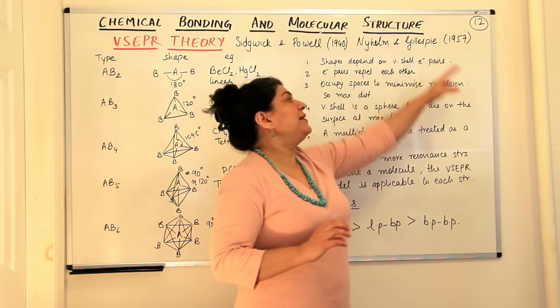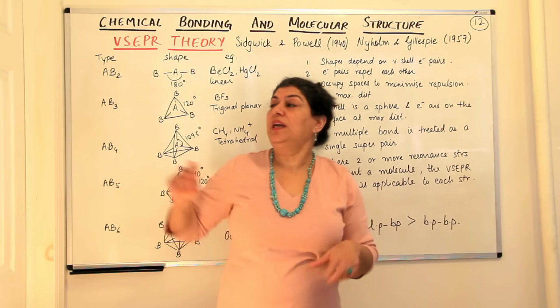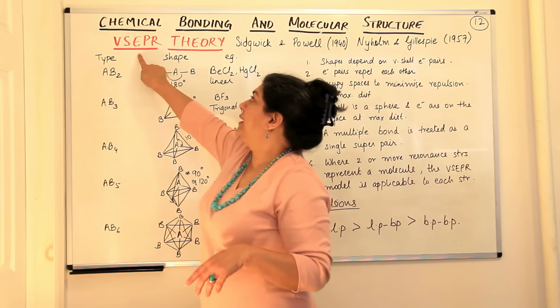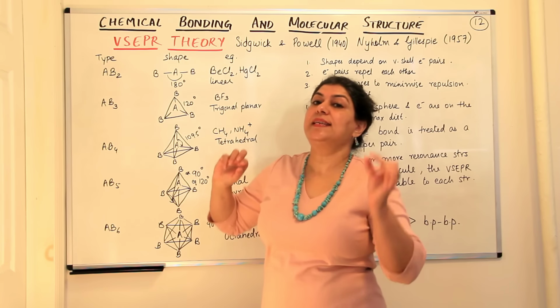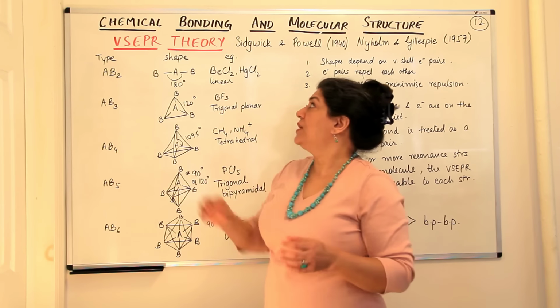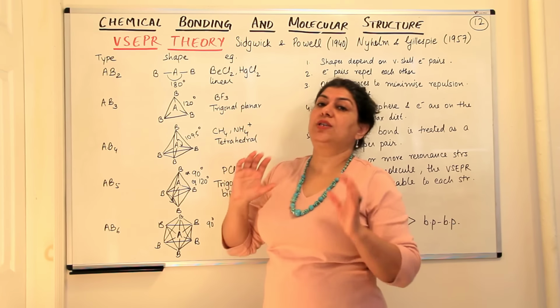We abbreviate the name of this theory, the valence shell electron pair repulsion, as VSEPR, and it is commonly known as the VSEPR theory. Since you cannot pronounce VSEPR, for the sake of convenience, we pronounce it as VESPR theory. So the VSEPR theory had certain postulates.